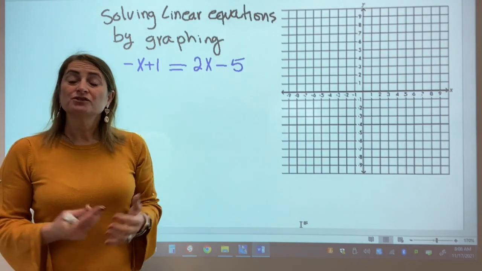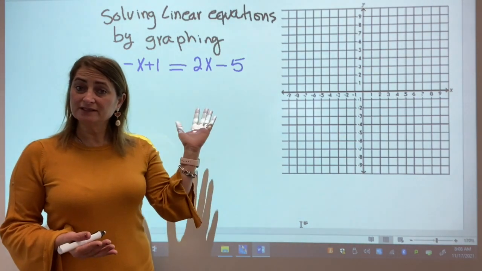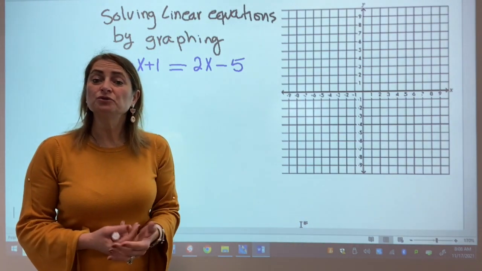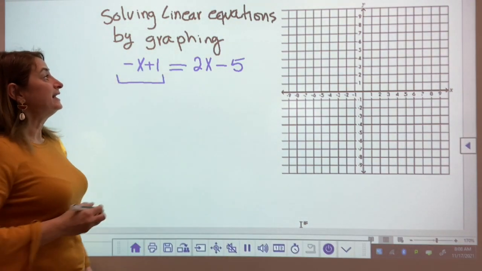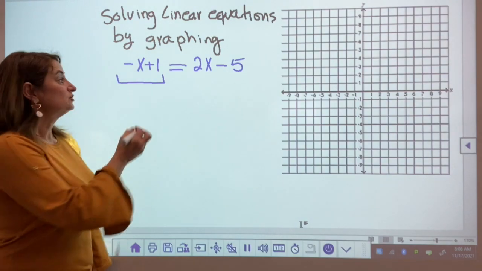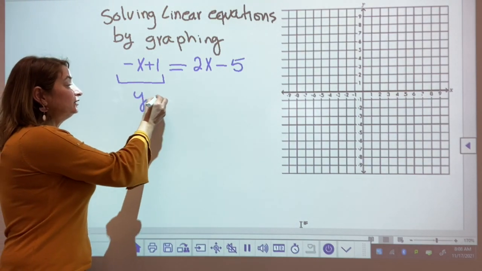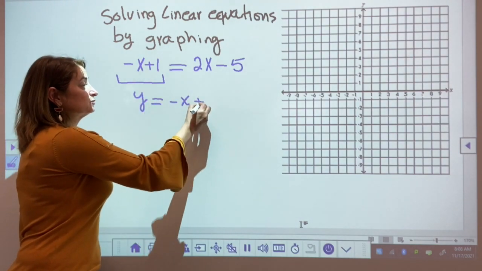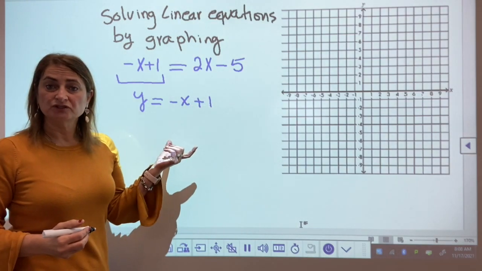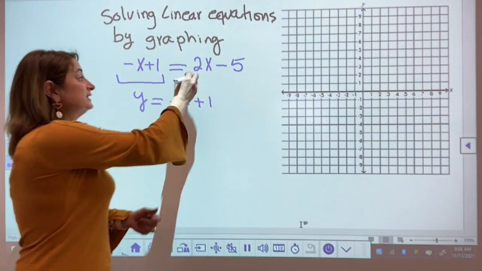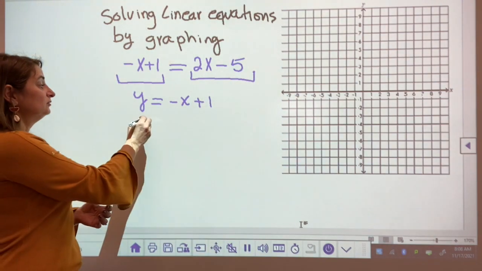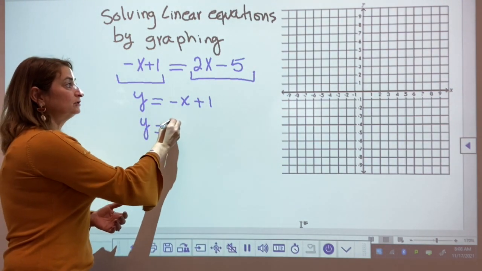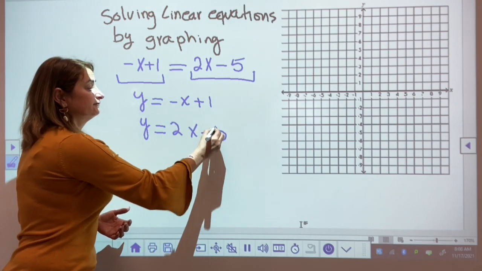Today we will try and solve linear equations by graphing when you have two equations equal to each other. So the first step to graph this is to create the two equations. The first equation is negative x plus y, so make it as y equal negative x plus 1. That would be your first equation to graph. And the second equation to graph would be after the equal sign. Make it y equal 2x minus 5.